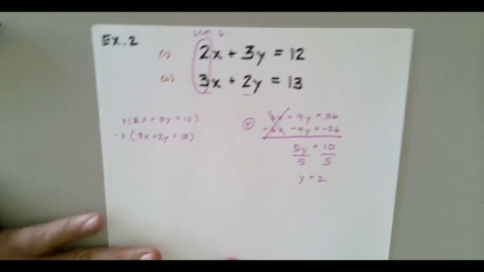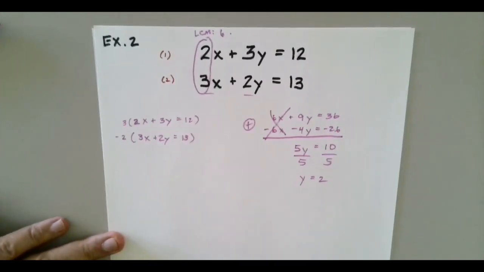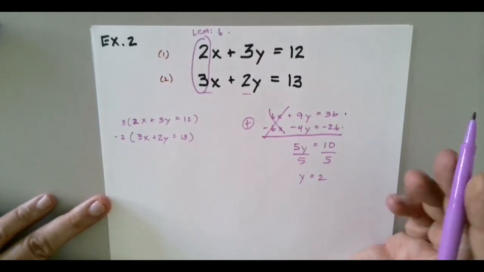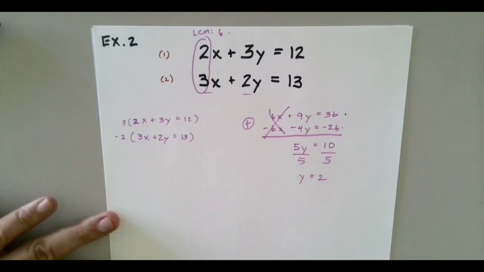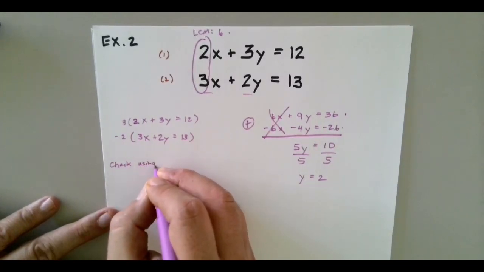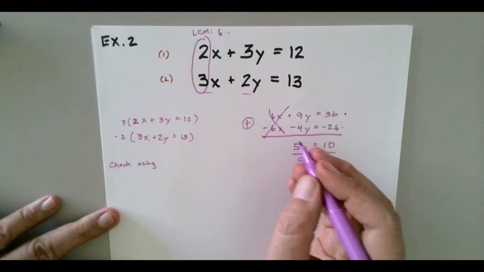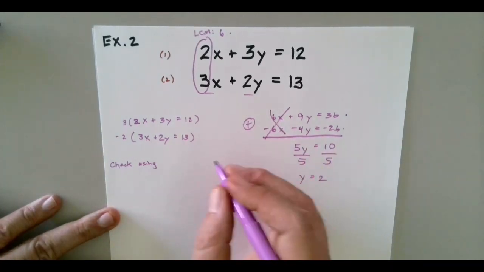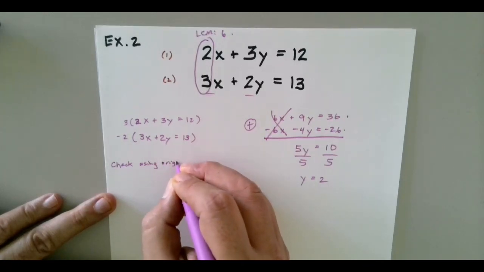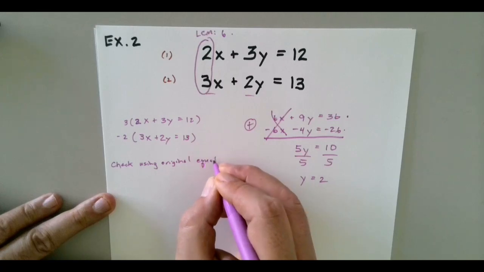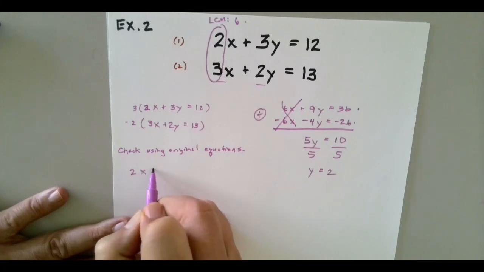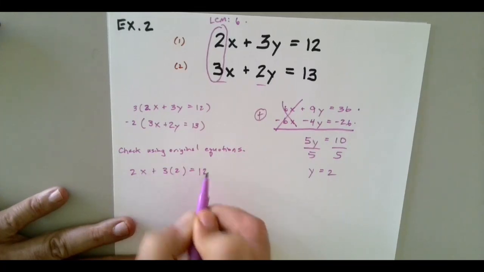I think I've done most of the hard work. So now I want to check. Now you might be tempted to check using one of the new equations, right? But I will tell you, you should check using the original equations. The reason is if you made a mistake finding these new equations, you might not find it if you use the mistaken one to check. So we'll say check using original equations. Okay? So when I go to solve this, 2 times x plus 3 times 2 equals 12.